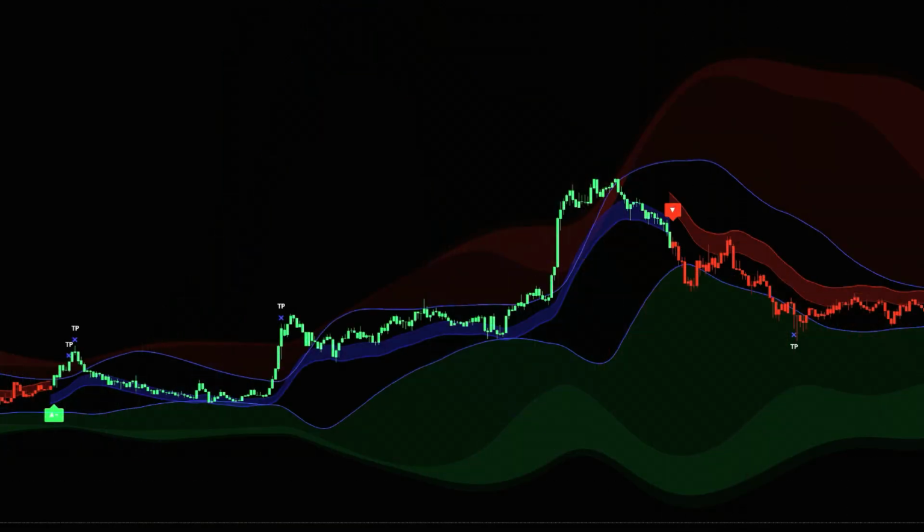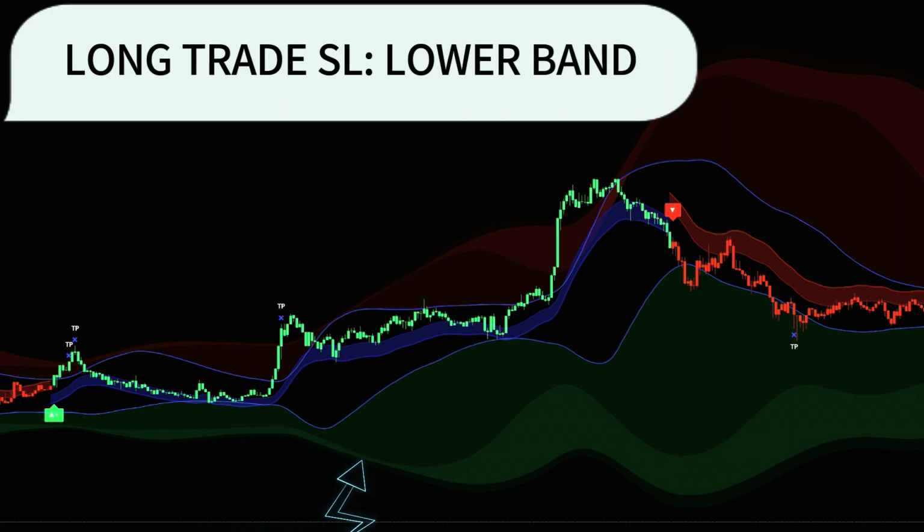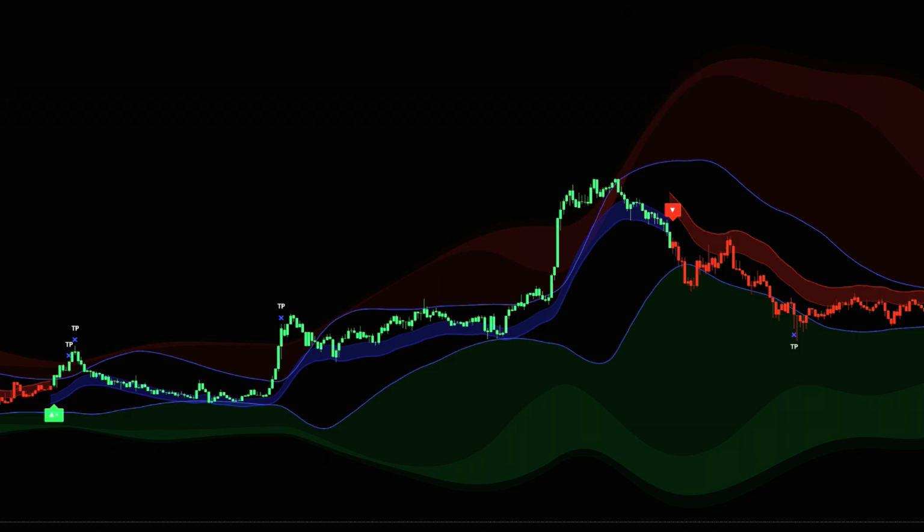Now you might also notice these shaded bands wrapped around the price. This specific band is called volatility bands. That's another way you could approach trade management. Some traders, instead of using fixed dash lines, may use the dynamic bands of the volatility ribbon as a stop loss. They use the lower band as a dynamic stop loss for a long trade or the upper band for a short trade. It's just another option for how to think about where your idea might be invalidated.